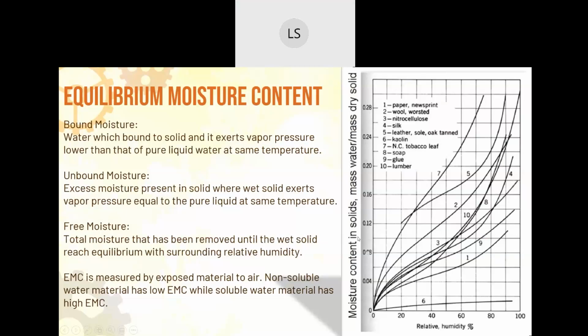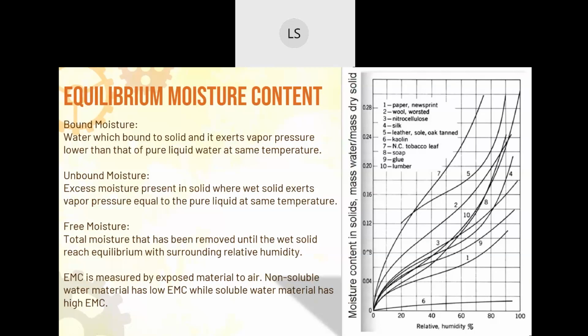Bound moisture refers to the water which is bound to solid and exerts vapor pressure lower than that of pure liquid water at the same temperature. Unbound moisture refers to the excess moisture present in solid, where the wet solid exerts vapor pressure equal to the pure liquid at the same temperature. Free moisture refers to the total moisture that can be removed until the wet solid reaches equilibrium with the surrounding relative humidity. EMC is measured by exposing the material to air.